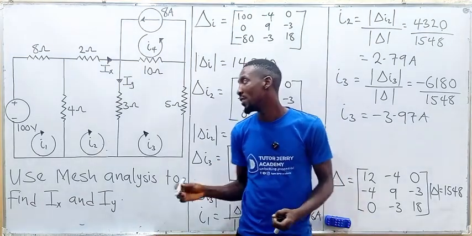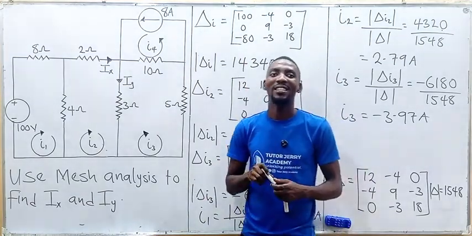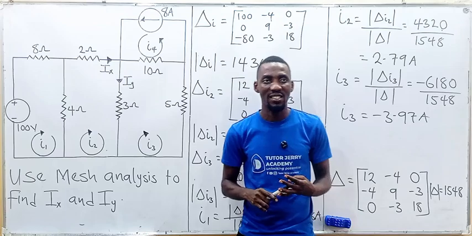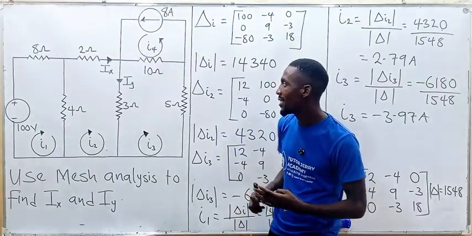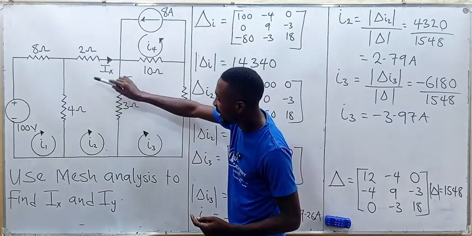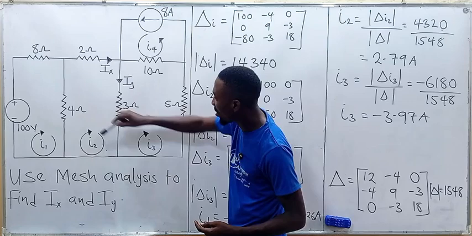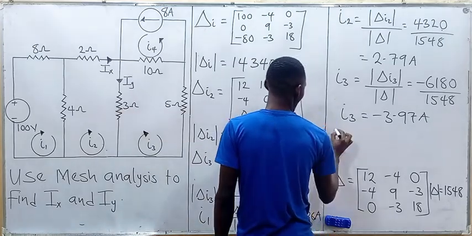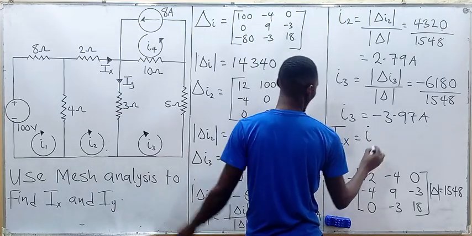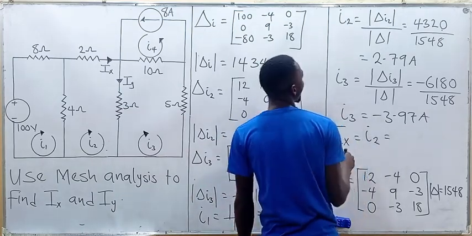So we are done with the mesh current. We have found the value of the mesh currents. Now the question says we should find IS and IY. Our IS will be equal to the mesh current, that is I2.